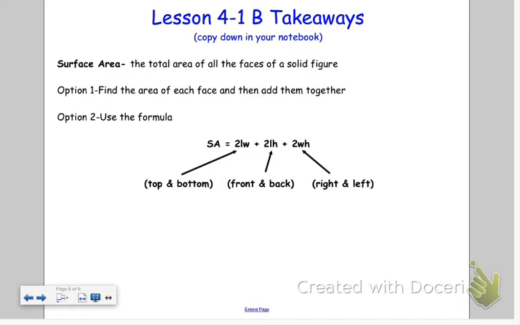And you can see, if you do length times width times 2, that's going to give you the top and the bottom. If you do 2 times length times height, that's going to give you the front and the back. If you do 2 times width times height, that's going to give you the right and left. But if you're not sure which one's the length, which one's the width, which one's the height, just make sure each number shows up in your formula twice and with a different combination.